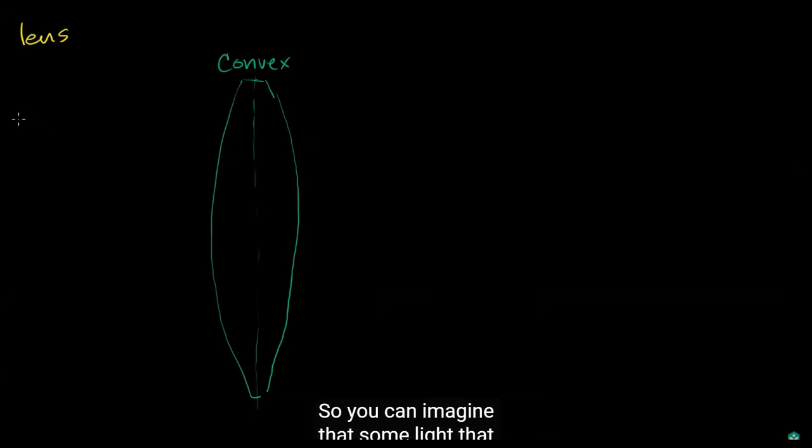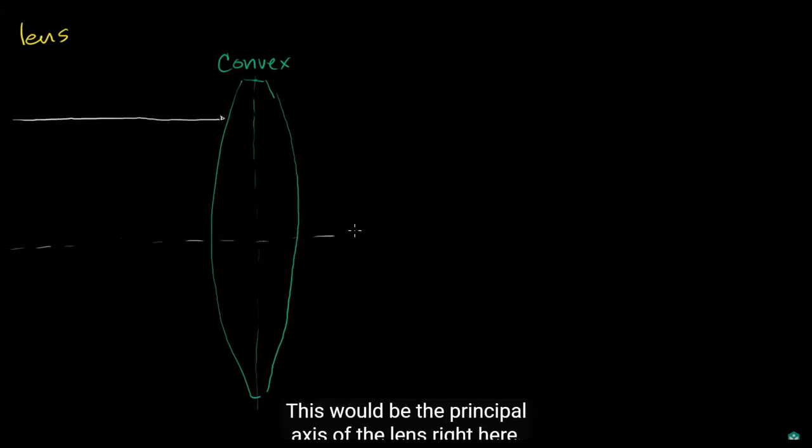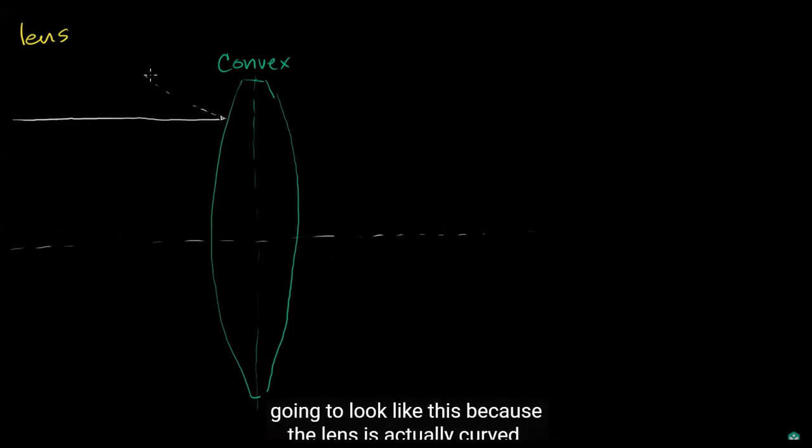So you can imagine some light that is going parallel, I guess you could say, to the principal axis of the lens. This would be the principal axis of the lens right here, just like we talked about the principal axis of our parabolic mirrors. But if you imagine light that's going parallel to that, right when it hits this surface over here, remember, the perpendicular at this point is going to look like this, because the lens is actually curved.